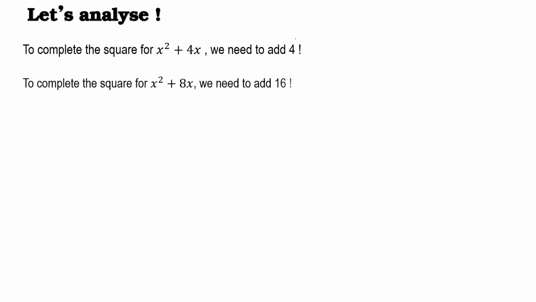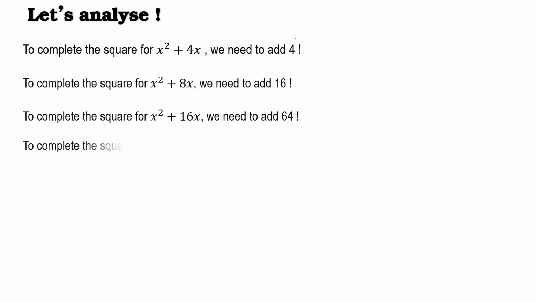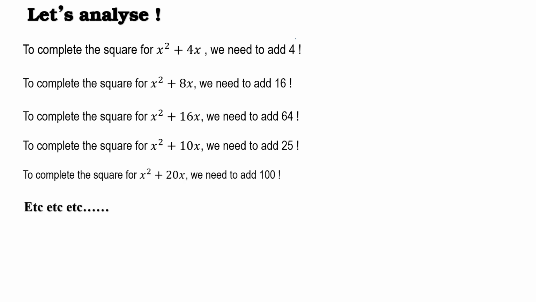All right, so we have done two examples. You can continue to do it for x squared plus 16x or x squared plus 22x or x squared plus 50x, so on and so forth. Right, and then let's try to analyze the results. So to complete the square for x squared plus 4x, we need to add the number 4. To complete the square for x squared plus 8x, we need to add 16. To complete the square for x squared plus 16x, we need to add 64. All right, so on and so forth.